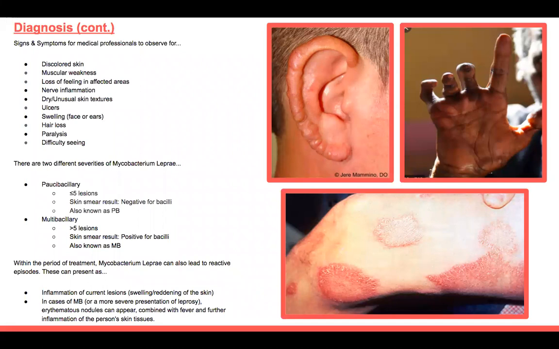Within the period of treatment, Mycobacterium leprae can also lead to reactive episodes. These can present as inflammation of current lesions, further swelling or reddening of the skin. In cases of MB, or the more severe presentation of leprosy, erythematous nodules can appear, combined with fever and further inflammation of the person's skin tissues.